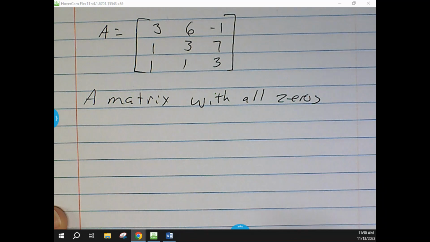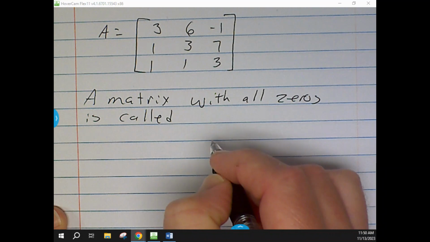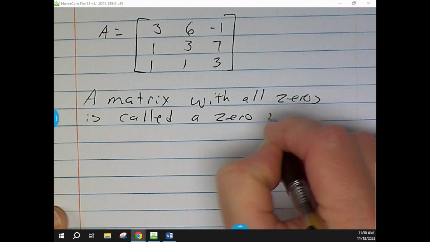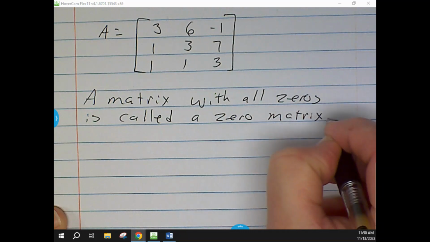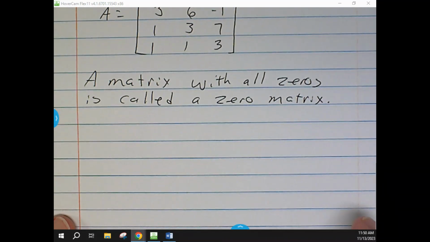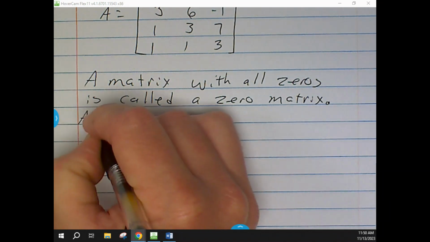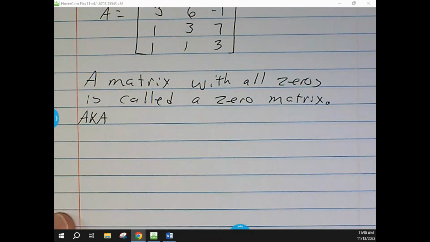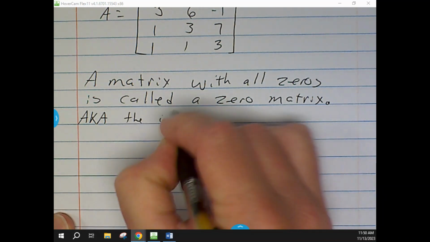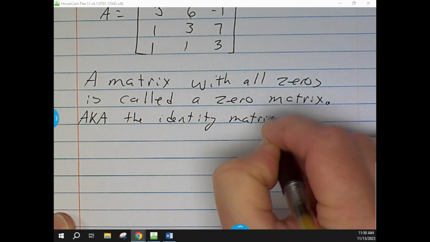But a matrix with all zeros. They call it a zero matrix because it's all zeros. And sometimes they may throw this out there too for this part of it. Sometimes they may also call this, or give you an AKA here, it's the identity matrix of addition.